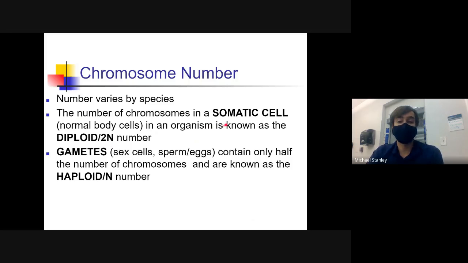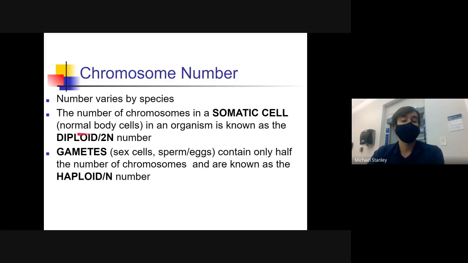In our somatic cells, like I was saying, we have 2 copies of every single chromosome. So 2 copies of number 1, 2 copies of number 2, 2 copies of number 3, 2 copies of number 4, and so on and so forth. Because we have those 2 copies, we call that a diploid cell. Diploid for 2, meaning 2 copies of every chromosome.